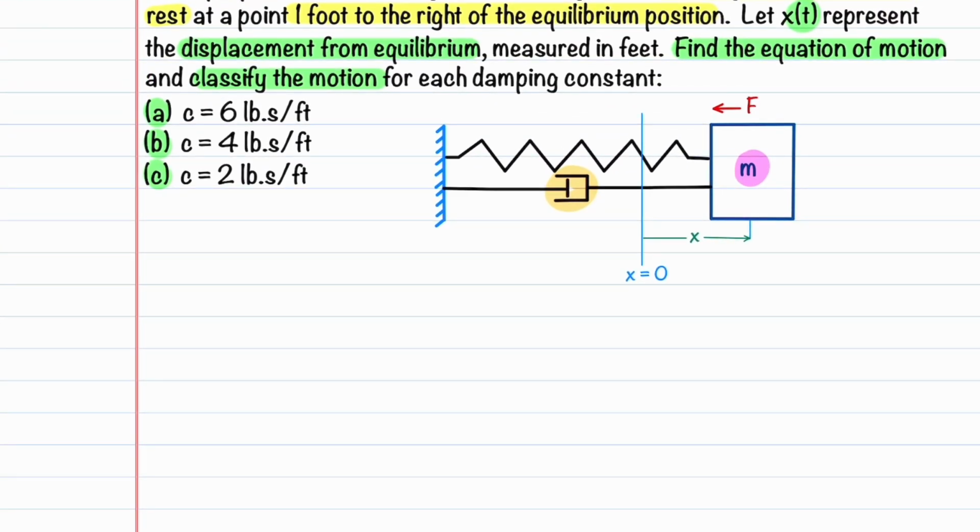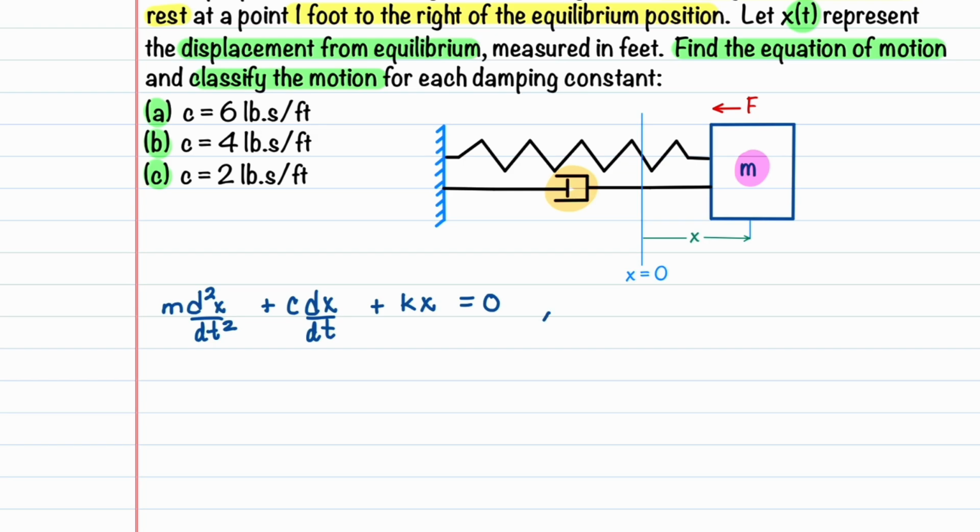Let's begin by writing down the equation of motion for a mass spring system with damping. That equation looks like this. We have m times the acceleration, which is d squared x dt squared, plus c times dx dt, that's due to the dash pot, plus k times x, that is due to the spring, and that's equal to 0.